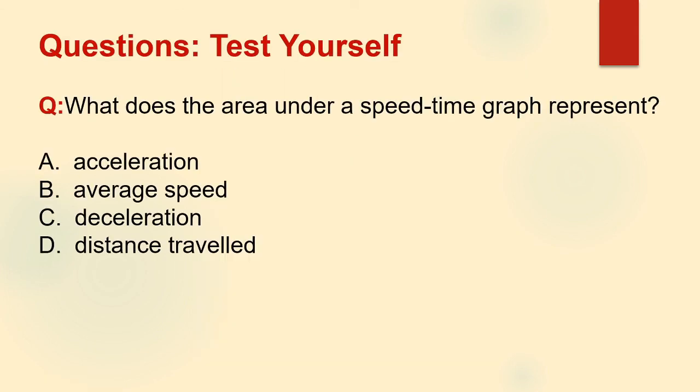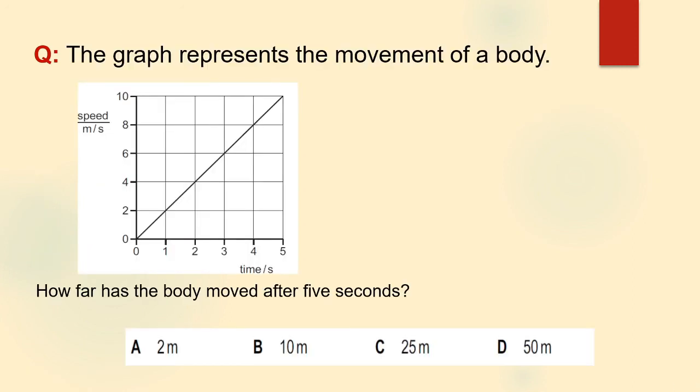What does the area under a speed-time graph represent? Acceleration, average speed, deceleration, or distance traveled? As we have discussed earlier, area under speed-time graph gives the distance traveled. So the answer is D. We are going to try another question.